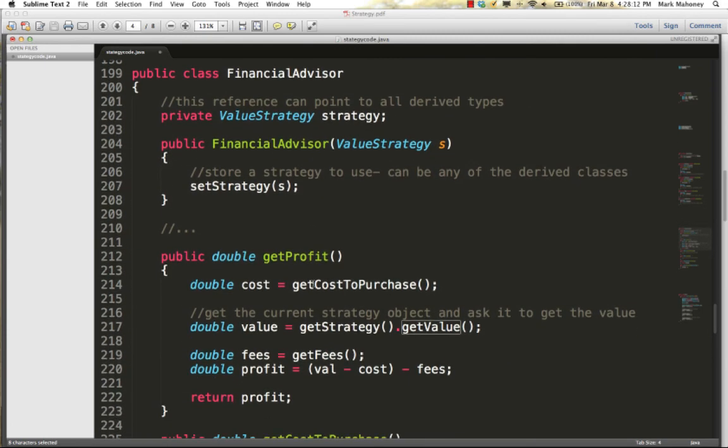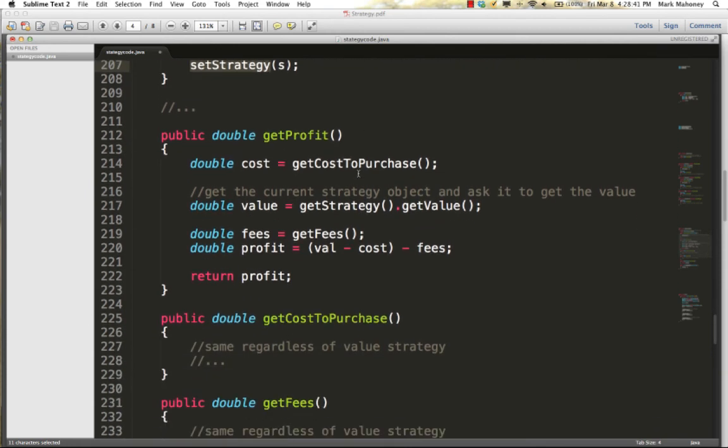So let's look at our new FinancialAdvisor. Now we have a reference to a ValueStrategy. Remember, ValueStrategy is that interface, so it can point to any object that implements the ValueStrategy interface. The FinancialAdvisor maybe takes a ValueStrategy in the constructor, and maybe the first thing we do is store that strategy to use. And again, it can be any of the derived classes.